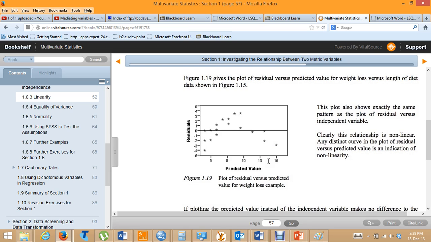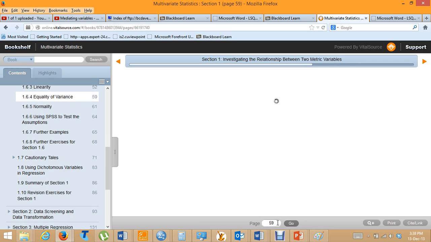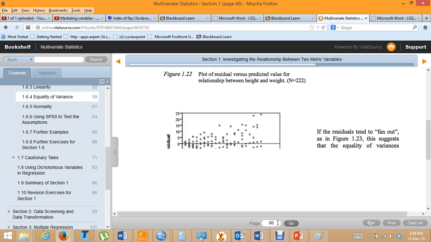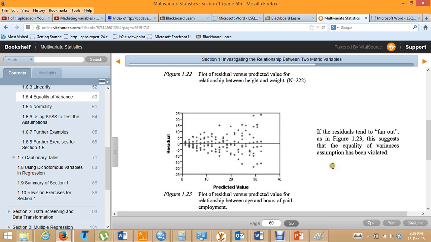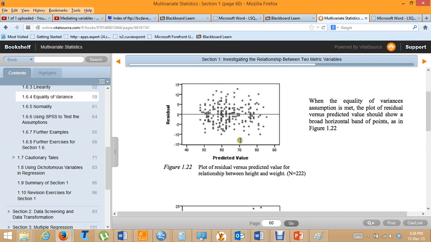Okay, so let's have a quick look now at equality of variances, how to test for equality of variances. Again, we would use a scatter plot, so it's really similar. And again, we're just looking to see that there's an even spread of residuals for the predicted value. We're looking for that again. Hold on, if I scroll up a bit. So here is what you want.